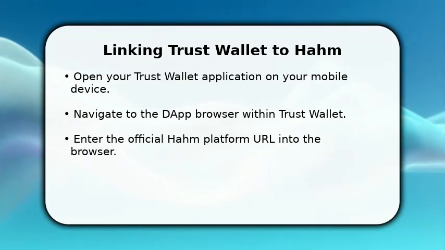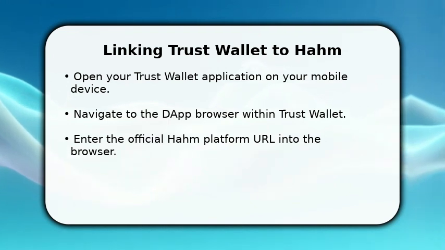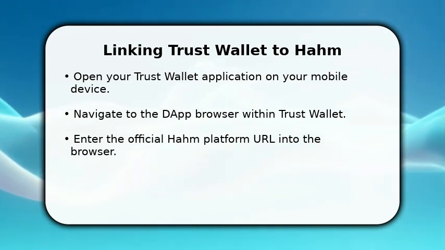In this video, I will explain how to link Trust Wallet to Hahm. First, open your Trust Wallet application on your mobile device. Next, locate and tap the D-app browser icon, usually found at the bottom.